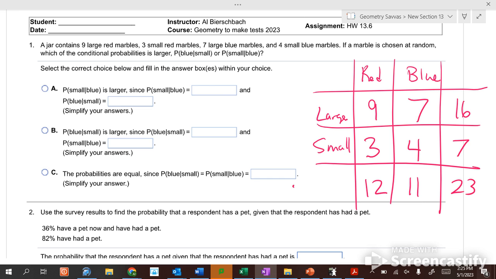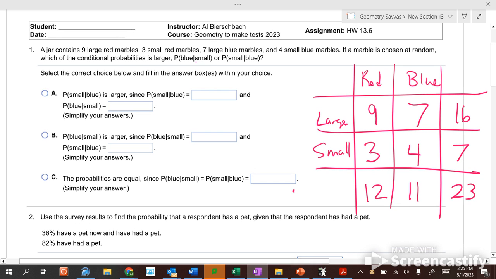23. So it's a chart kind of like our professors and teaching assistants chart. Okay? So now they want to know what's bigger. Given that you got a small marble, the percentage that it's blue, or given that you got a blue marble, the percentage that it's small. Okay? So let's look at the probability of blue given that it was small.